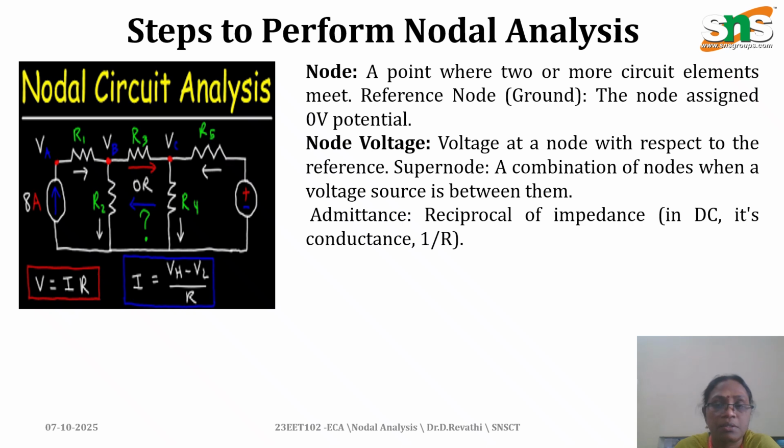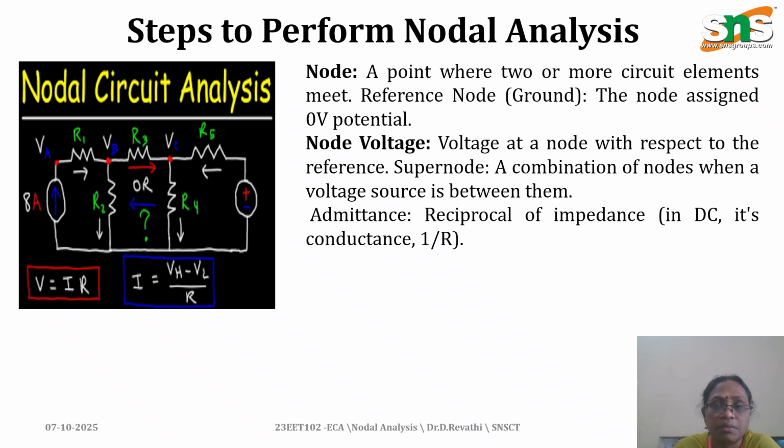Admittance is the reciprocal of impedance. What is meant by conductance? Conductance is the reciprocal of resistance. Once again, admittance means the reciprocal of impedance, and conductance is the reciprocal of resistance. Here 1 by R, this is 1 by Z, right?